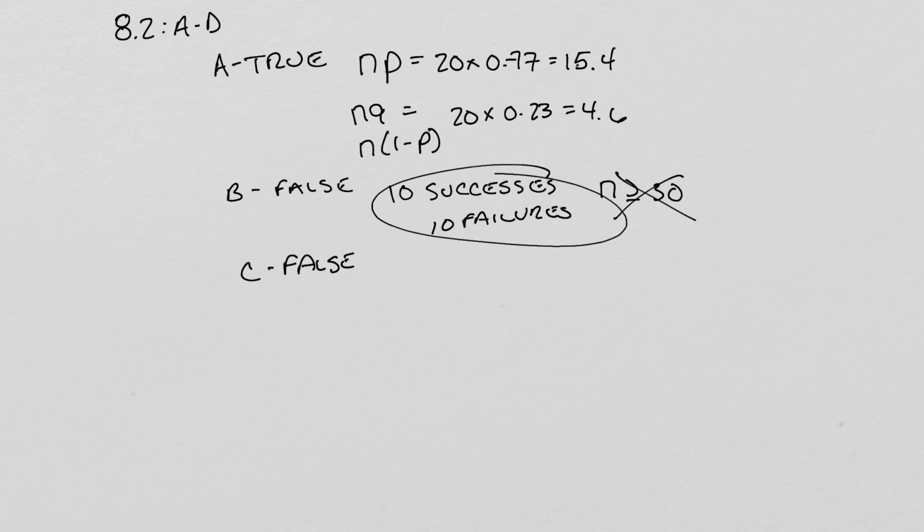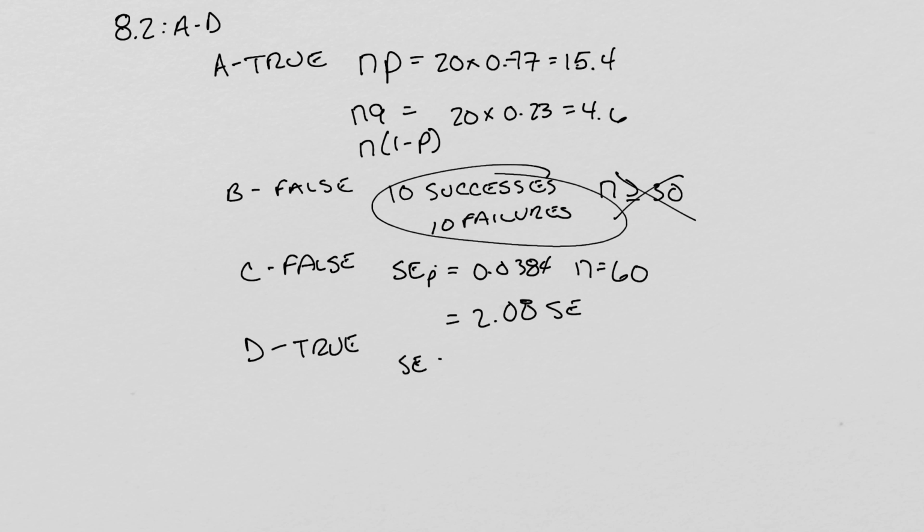C, false. The standard error of p-hat comes out to be 0.0384 with n equals 60. And so then you do the standard deviations, and it's 2.08 standard errors away, so it's unusual. And D is true. You do the same thing as the other one, in which your standard error is 0.046, and when you transform that into a Z, it's 1.73, which is within 2 standard deviations, or 2 standard errors.